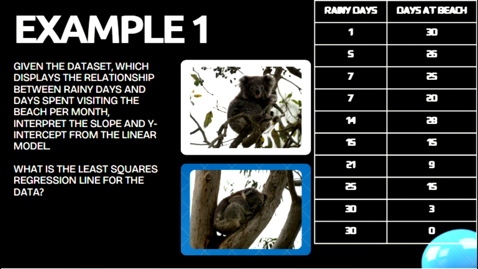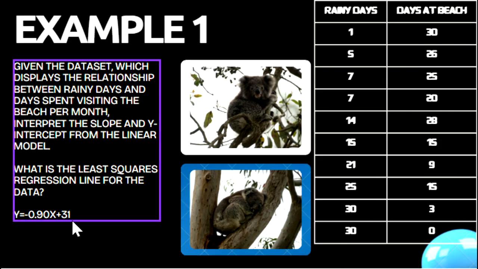Here's example number 1. Given the data set which displays the relationship between rainy days and the days spent visiting the beach per month, interpret the slope and y-intercept from the linear model. What is the least squares regression line for the data? So how we solve this is we go ahead and do all the steps we did before. We enter all this information into GeoGebra and get our formula, okay?